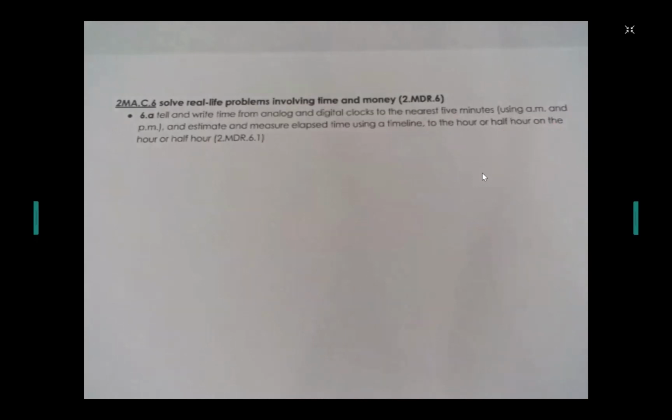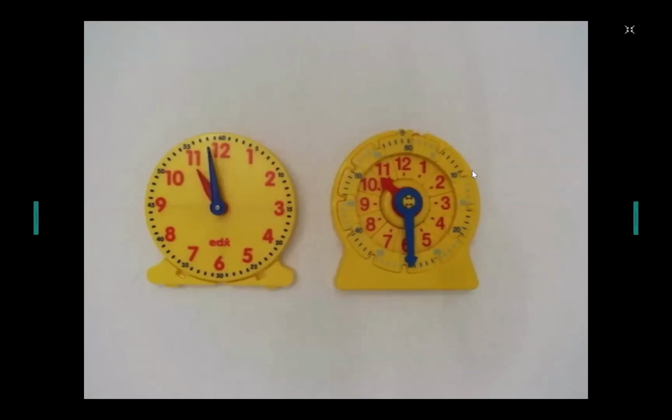Students will also learn that AM starts just after midnight and lasts until just before noon, and that PM starts just after 12 noon and ends just before 12 midnight. Now, the manipulatives students will use to support this learning will be the Judy clock and the number line clock. Let's take a look at both of these manipulatives and the first part of IOA 6A, telling and writing time.